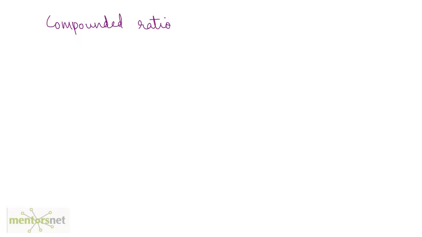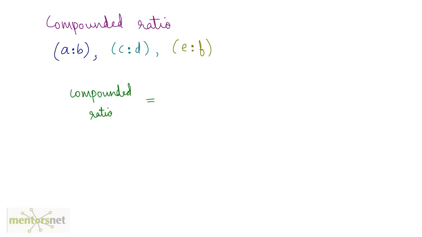Another term that is related to ratios is the compounded ratio. If you have three ratios given to you, or any number of ratios, the compounded ratio of these ratios is equal to the ratio of their first terms to the second terms. The first terms are A, C and E, so we have the product of them, A, C and E, in the numerator. And in the denominator we have B, D and F, that is the second terms.